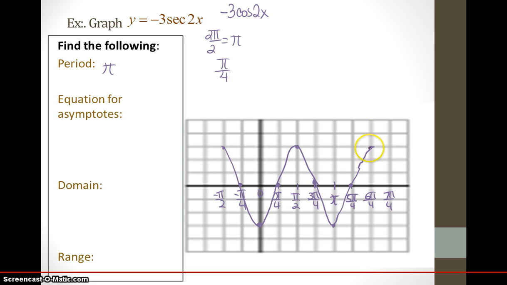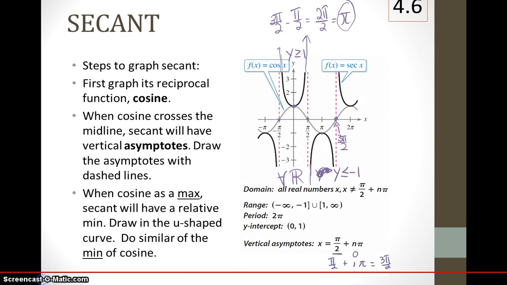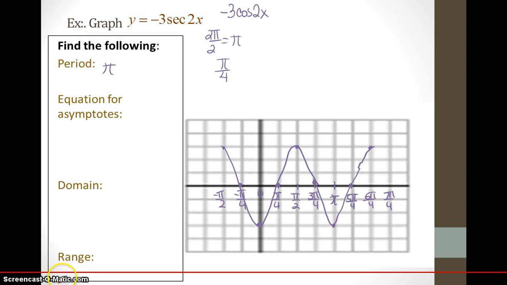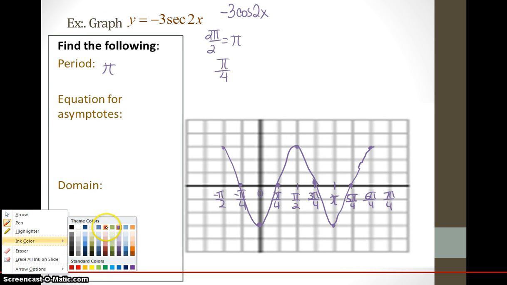Okay. So we graph our cosine function, and now what we want to do is draw in our asymptotes. So let's use a different color to do those. I will draw it in red.